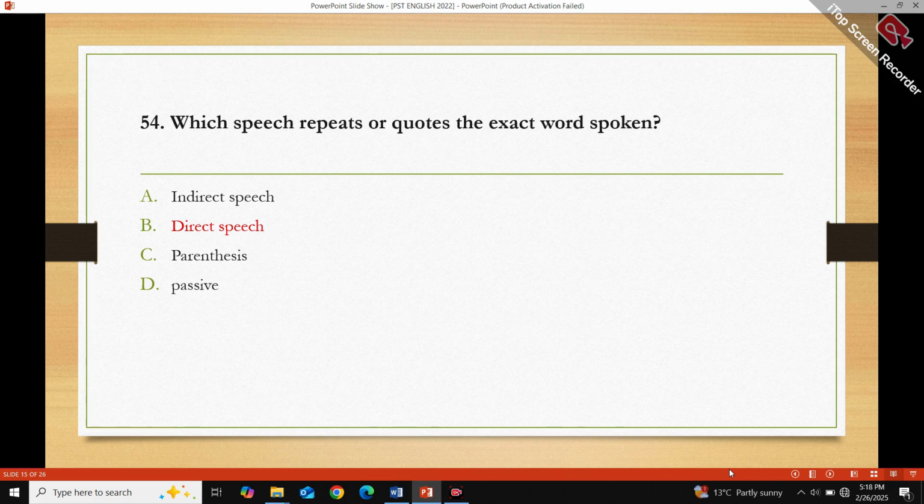Here, the next one is, which speech repeats or quotes the exact words spoken. Option B is the correct one because direct speech reports the exact words someone said and is usually enclosed in quotation marks. So here the direct speech, option B, is the correct one.